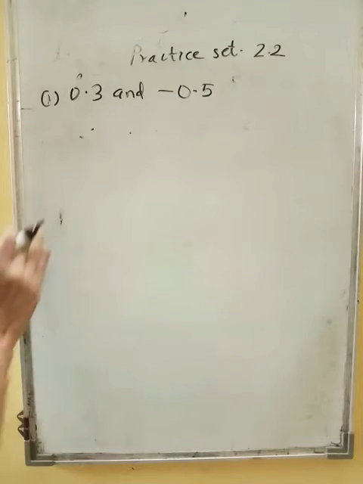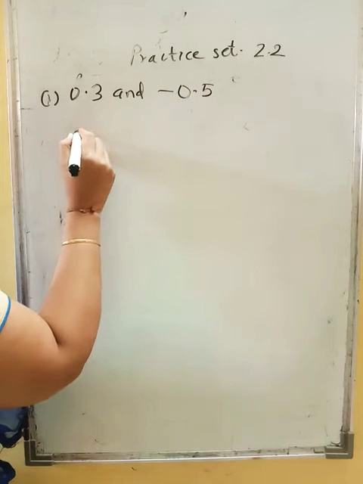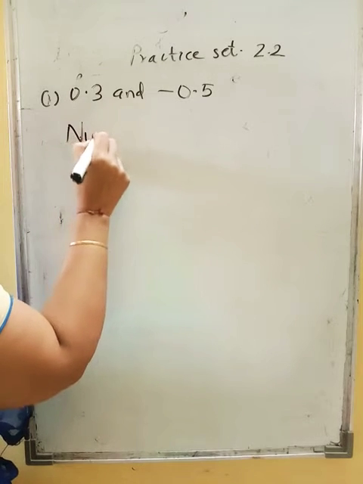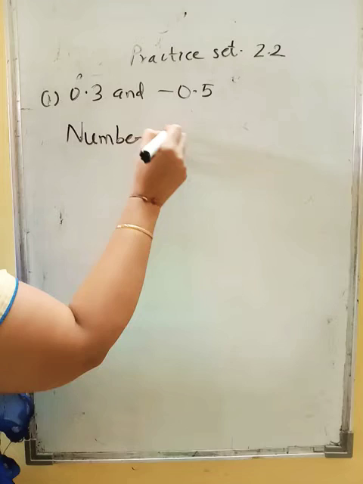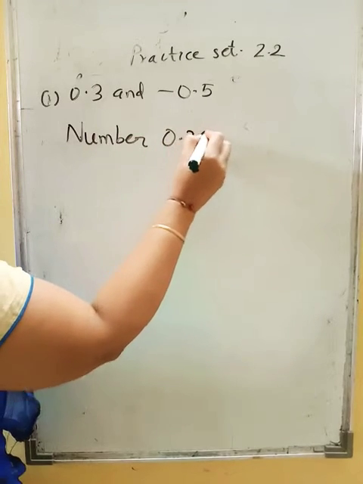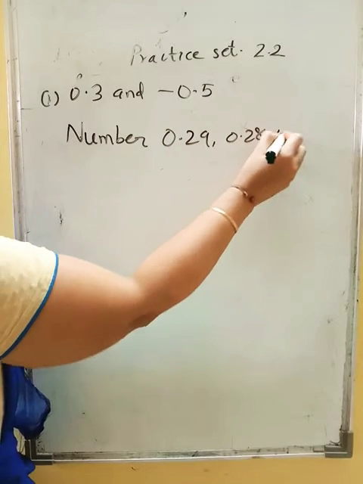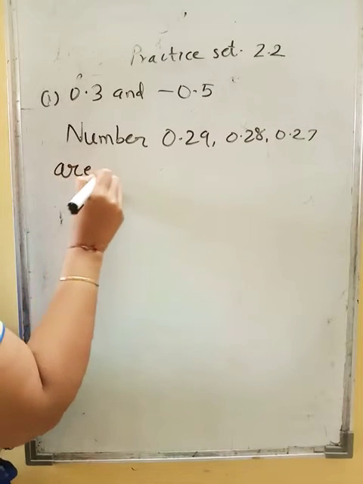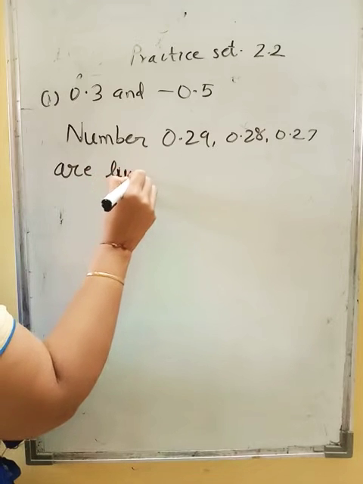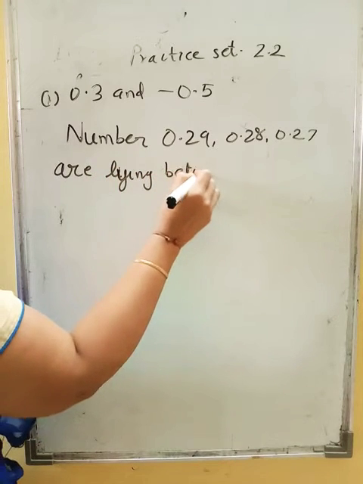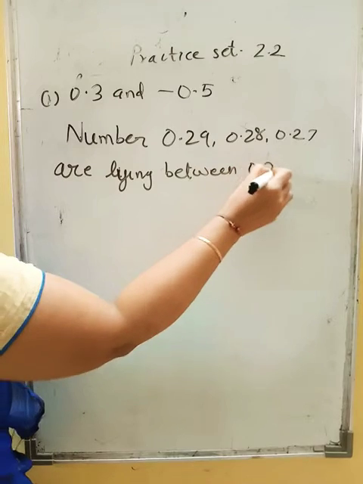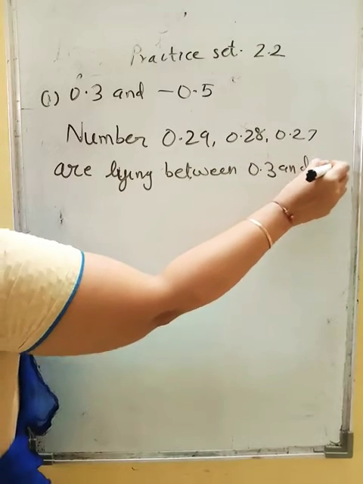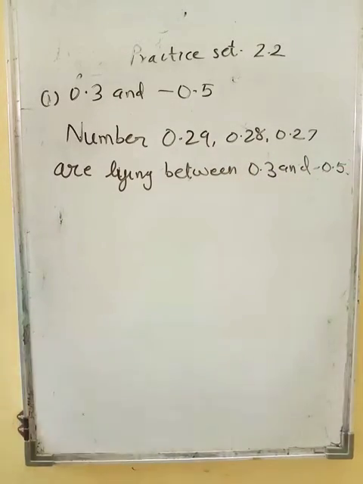Got an idea? So you can write down numbers 0.29, 0.28, 0.27 are lying between 0.3 and minus 0.5. This is a simple way.